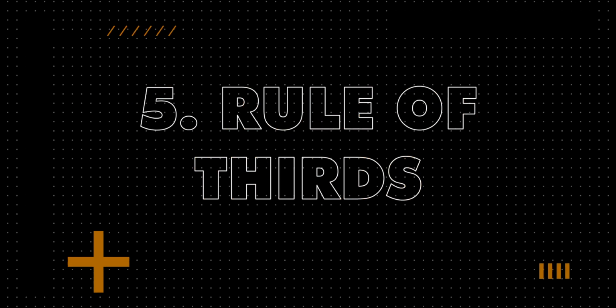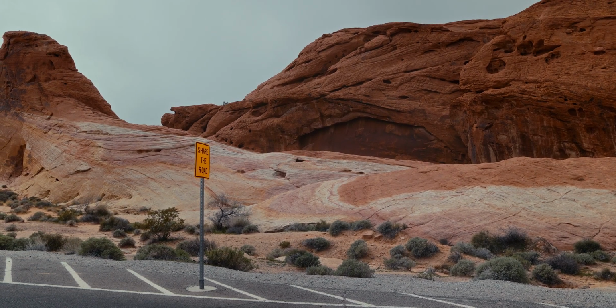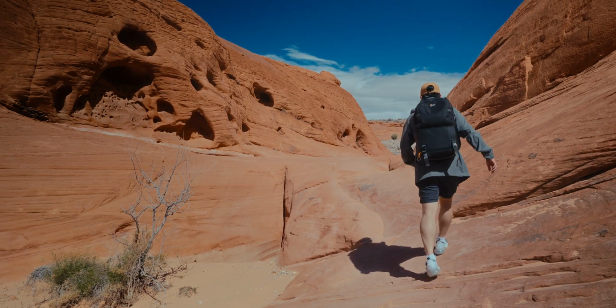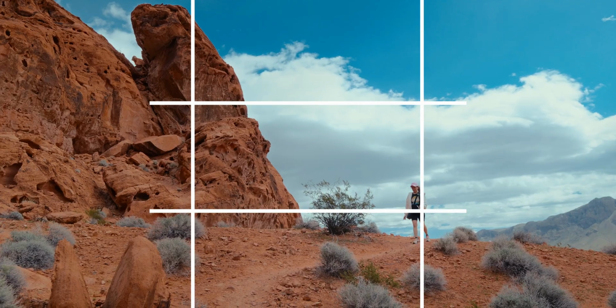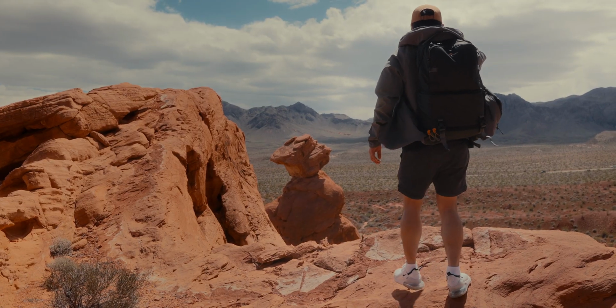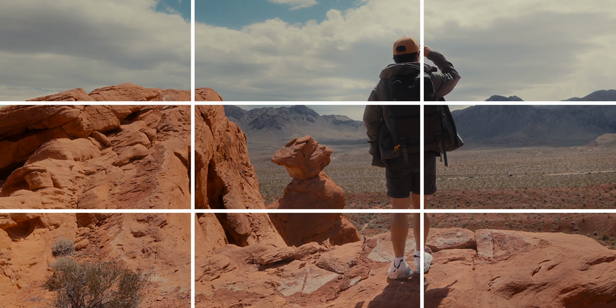Number 5. Rule of thirds. Rule of thirds is probably the most basic technique to create visually appealing compositions. It involves dividing an image or a frame into a grid of 9 equal sections. The main subject of the composition is then placed along these lines or at their intersections, rather than in the center of the frame.